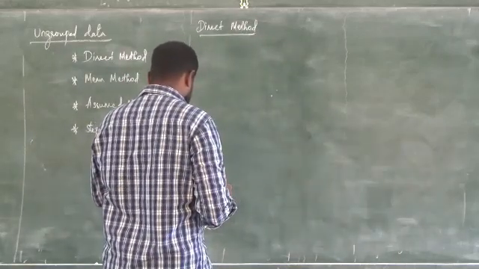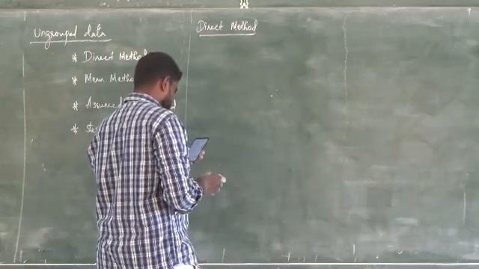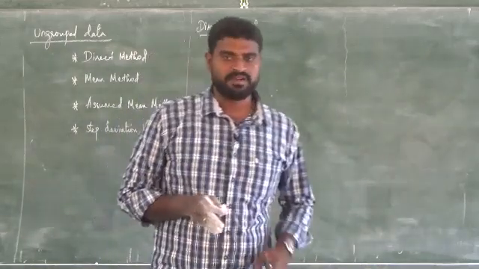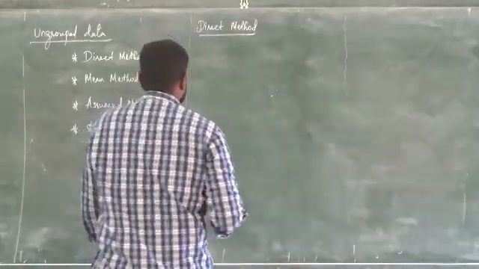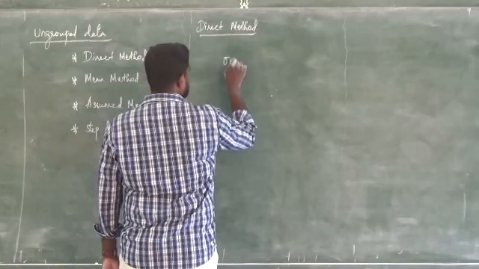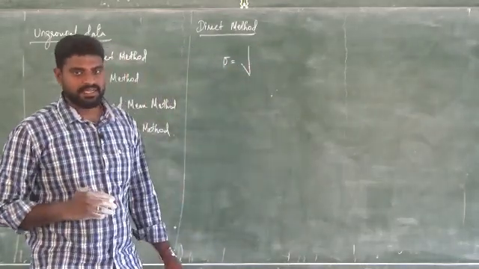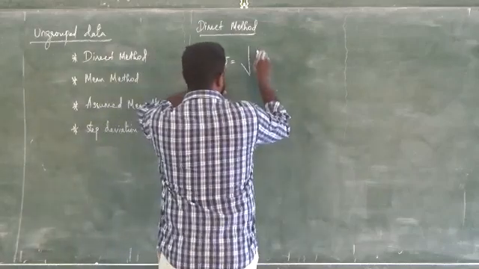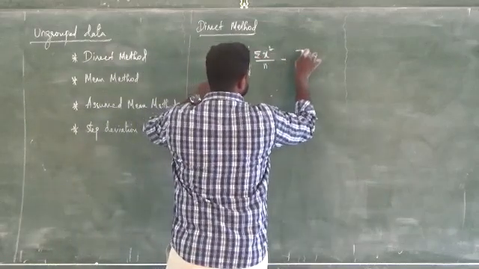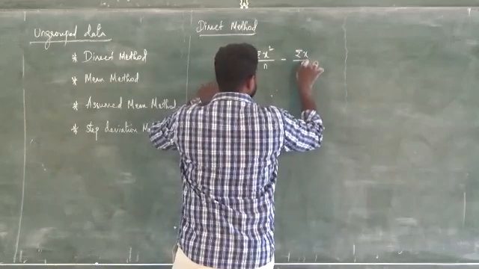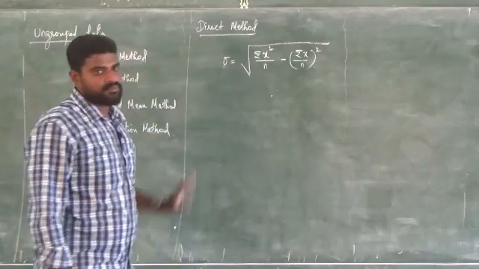So what is direct method? The values will be given, and from the values we need to find the summation. For the direct method, the formula is sigma, which denotes standard deviation, is equal to the root of summation x square by n minus summation x by n whole square. So this is the formula for the direct method.